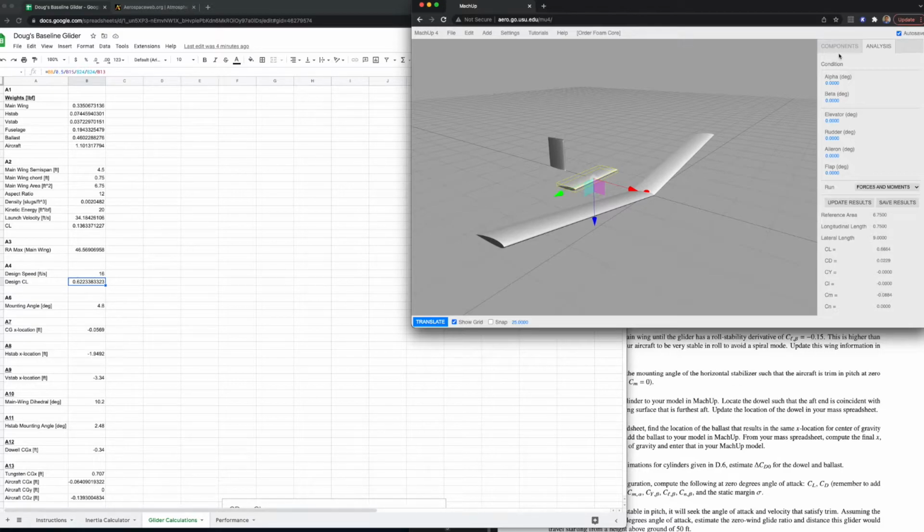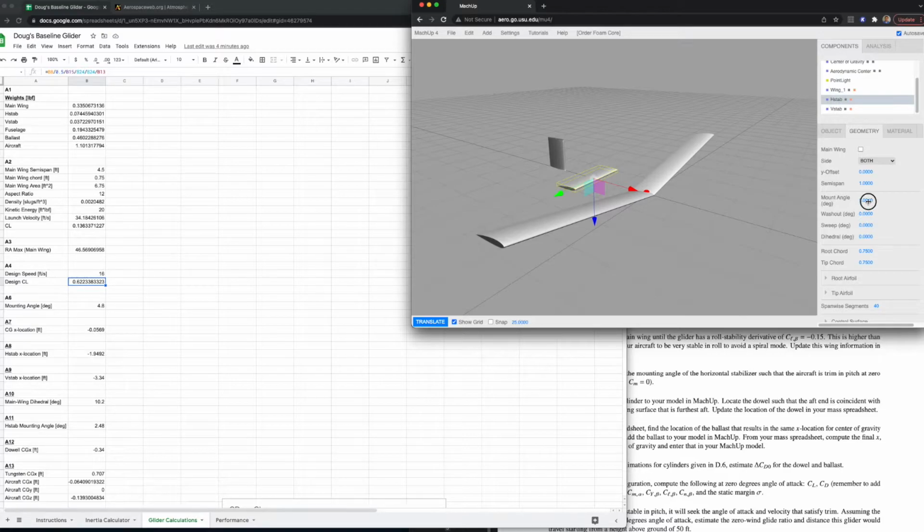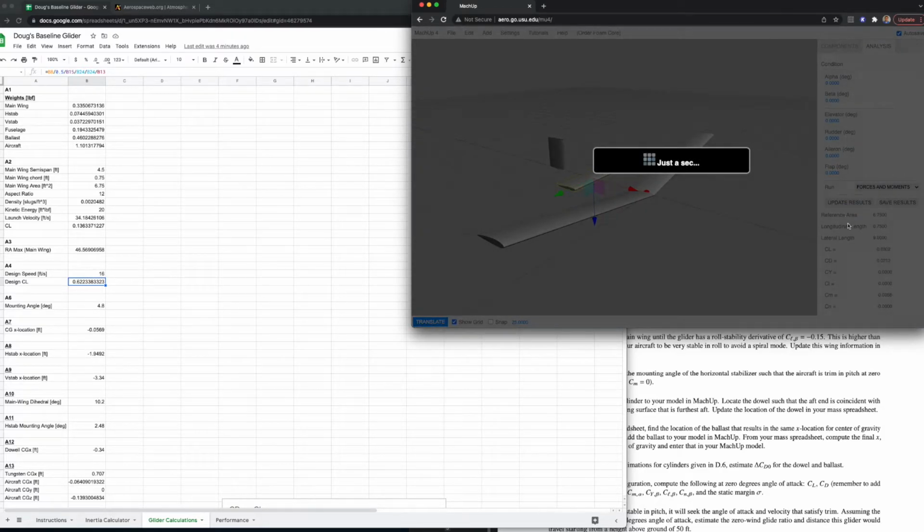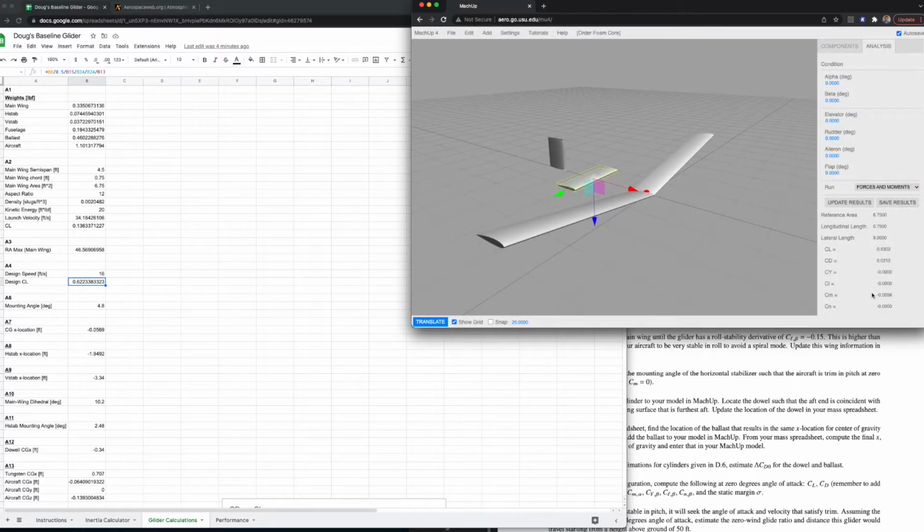So we could go back to 2.5 here, update the results and just continue to iterate on this, and that's pretty darn close. We could continue to iterate on this until we got the pitching moment to be exactly 0. But I'm going to show you one little trick here for finding this.